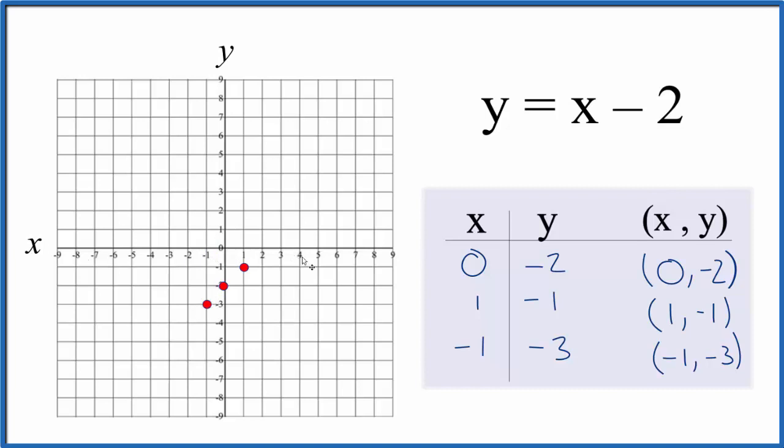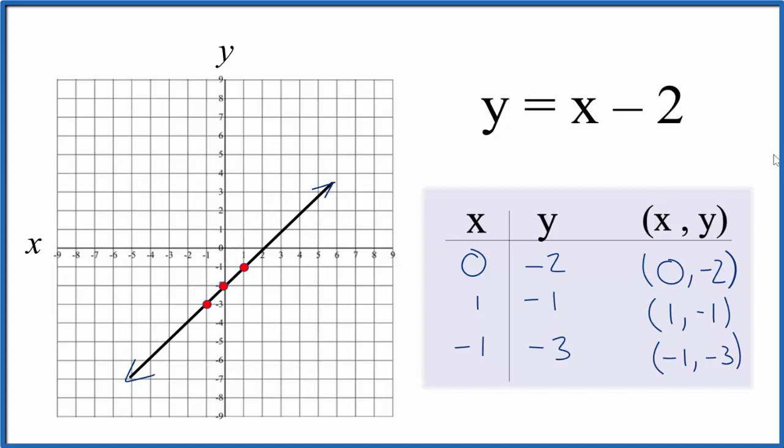So you can see these all line up in a straight line. It would work with 2 points, but when you use 3, then if you make a mistake, you'll usually catch it. Let's put a line through these. And then we'll put arrows on each end to show it goes to infinity. So that's the graph for the equation y equals x minus 2.